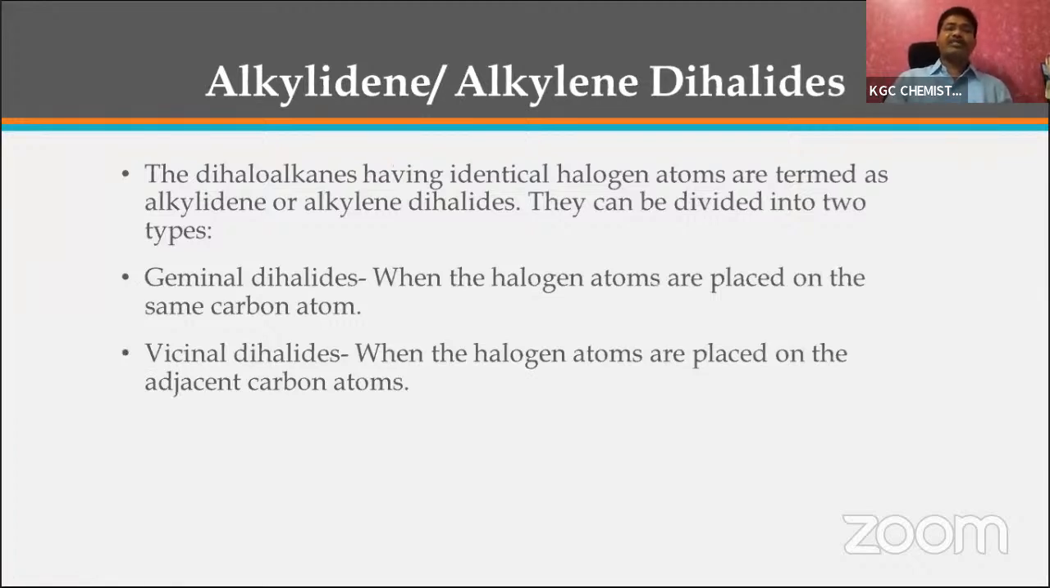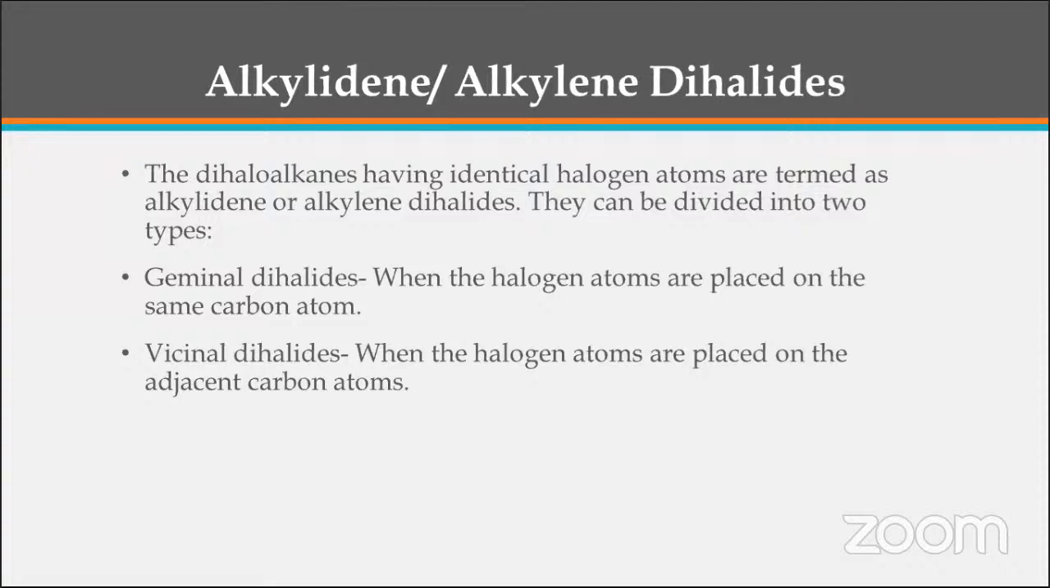Suppose the dihaloalkanes having identical halogen atoms are termed as alkylidene or alkylene dihalides. They can be divided into two types. I think you know, geminal dihalides and vicinal dihalides. What are the geminal dihalides?